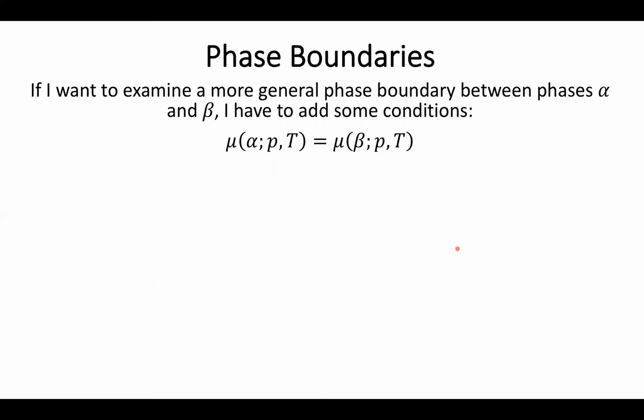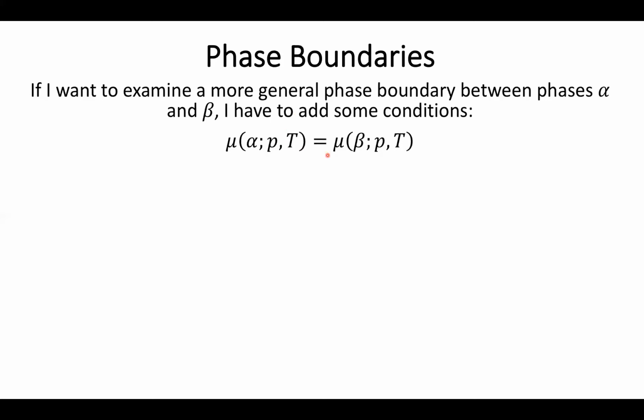I want to try and describe a more general phase boundary between two phases, alpha and beta. They may be liquids, gases, solids, or two different allotropes of solid phases. So again, identity doesn't exactly matter. However, what I do know is that the chemical potential of both of these phases is going to show a dependence on pressure and temperature, as has already been demonstrated.